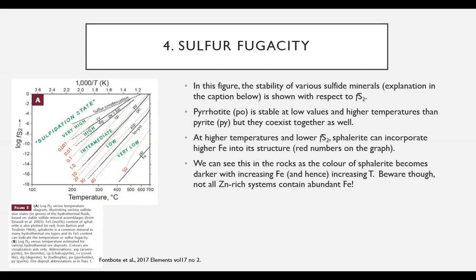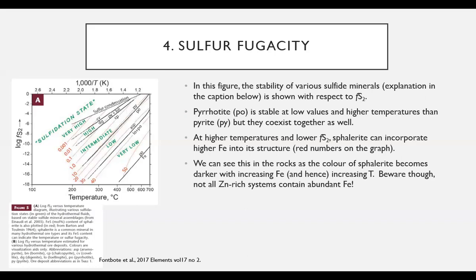So, you know, we can look at various forms of details of this. This is sulfur fugacity, looking more specifically at the different sulfide minerals and when they're stable. But in essence, pyrrhotite is stable at lower sulfur fugacity versus pyrite. But it's not always true. They can coexist together, and we can have different details.